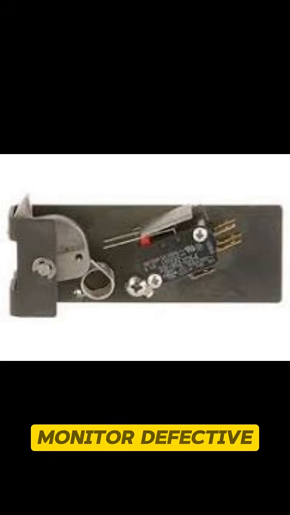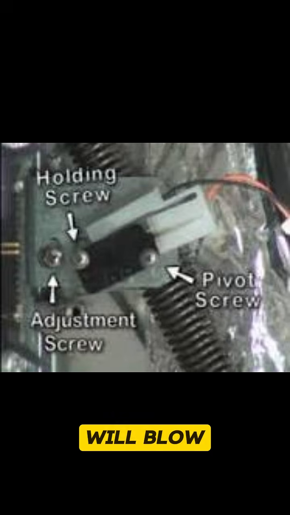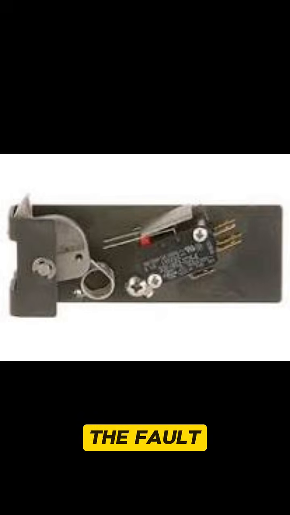F4. Door monitor defective. This fault is displayed when the control detects that the monitor interlock switch opens before the primary or secondary interlock switches. Additionally, this fault will blow the 20 amp F3 fuse if the microwave high voltage system is energized when the fault occurs. The fault is cleared from the display when the oven is powered off and then back on.